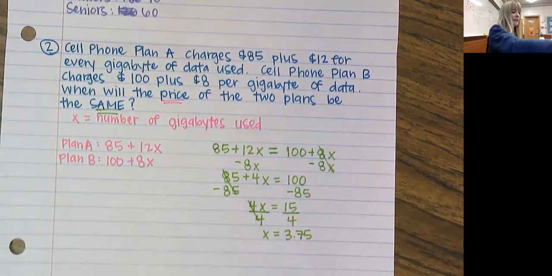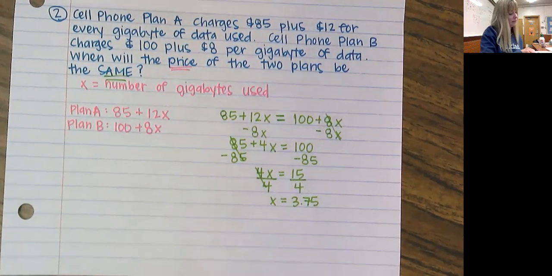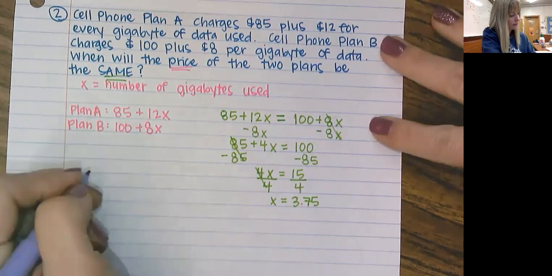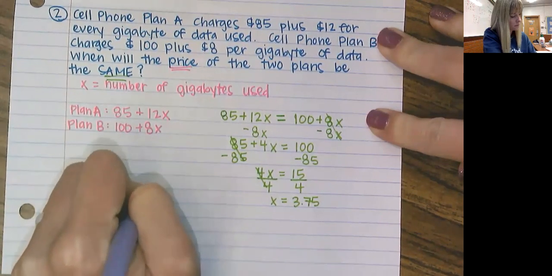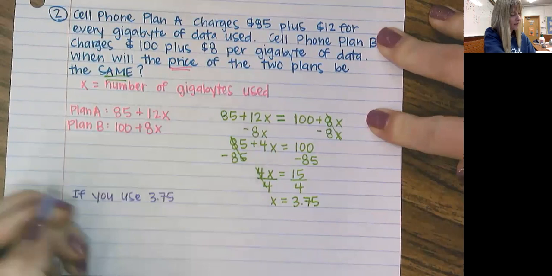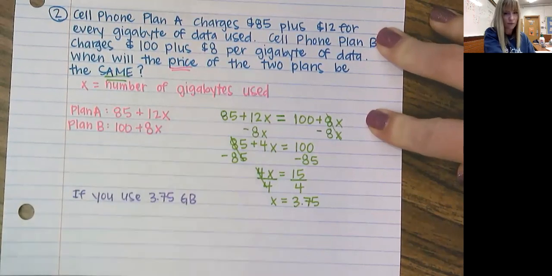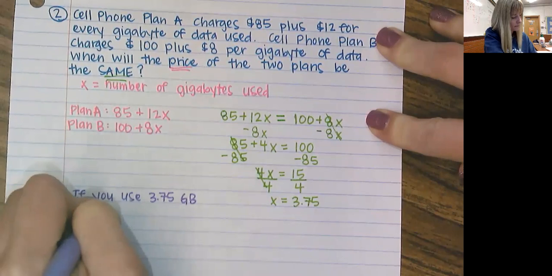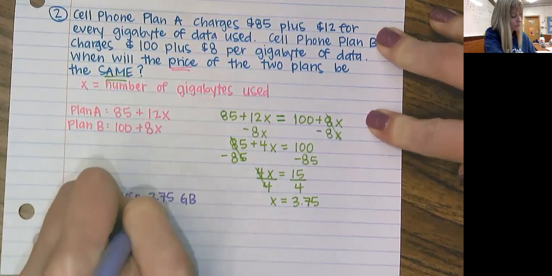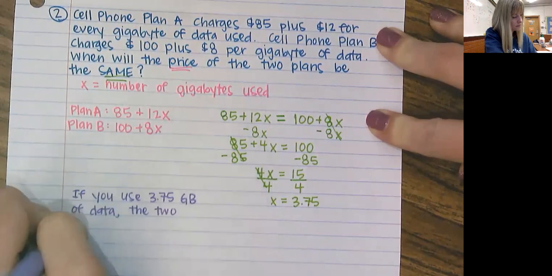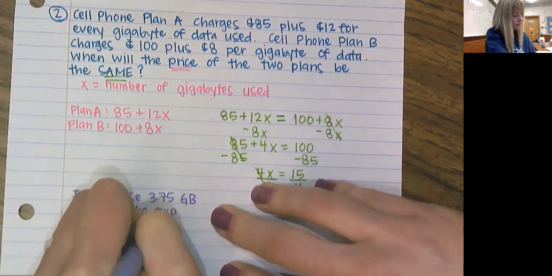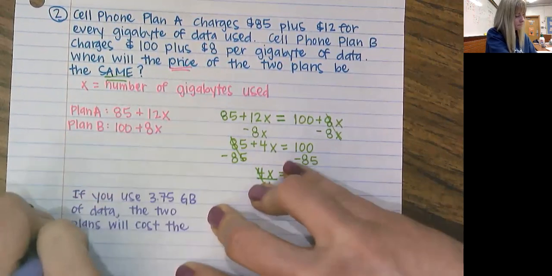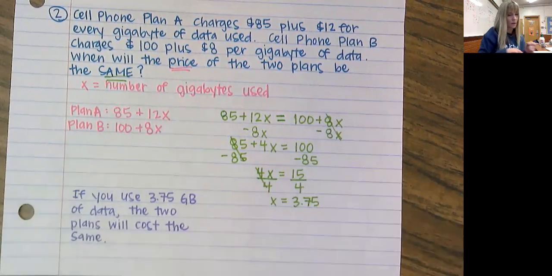Now, what does that answer mean in this story? Well, in this story, it means that if you use 3.75 gigabytes, there's an abbreviation for that, gigabytes of data, the two plans will cost the same. Okay, if you use 3.75, and why would you even care to know that?